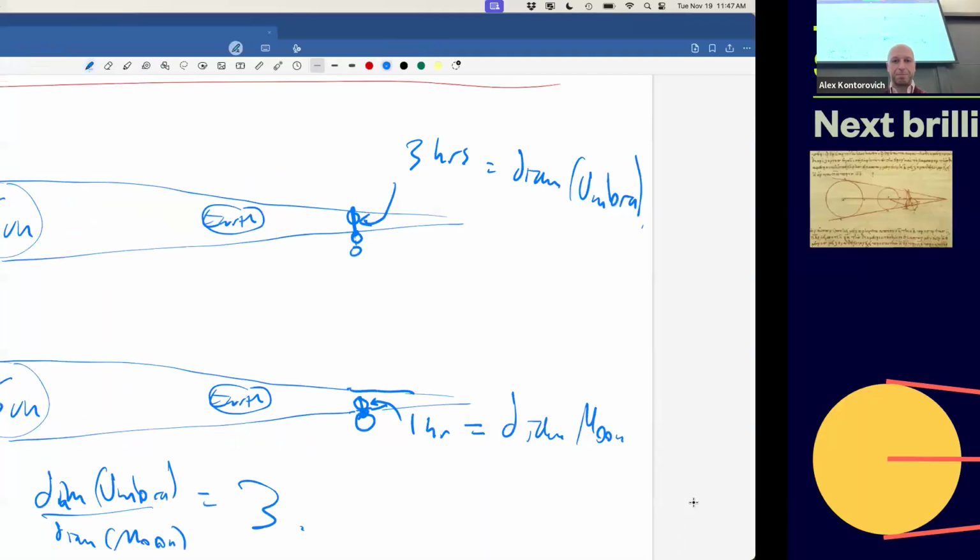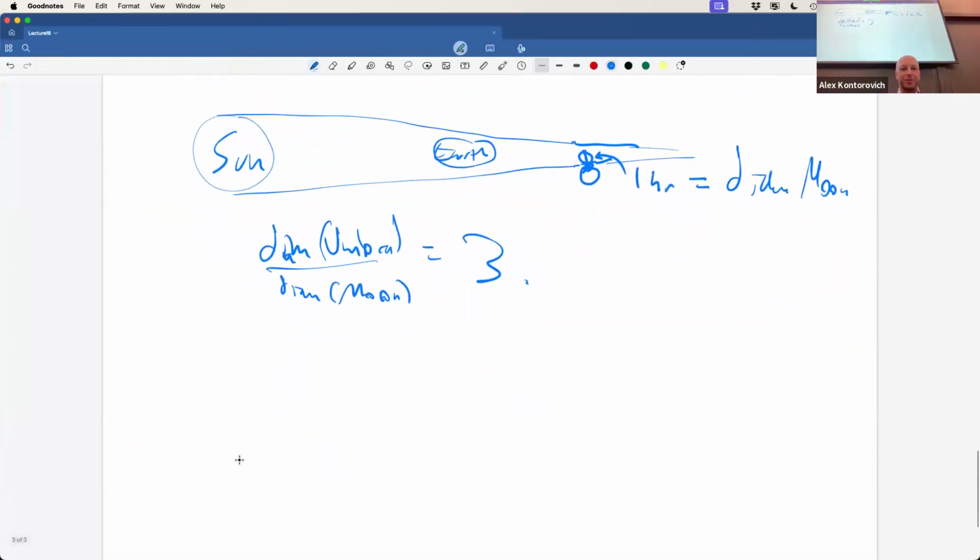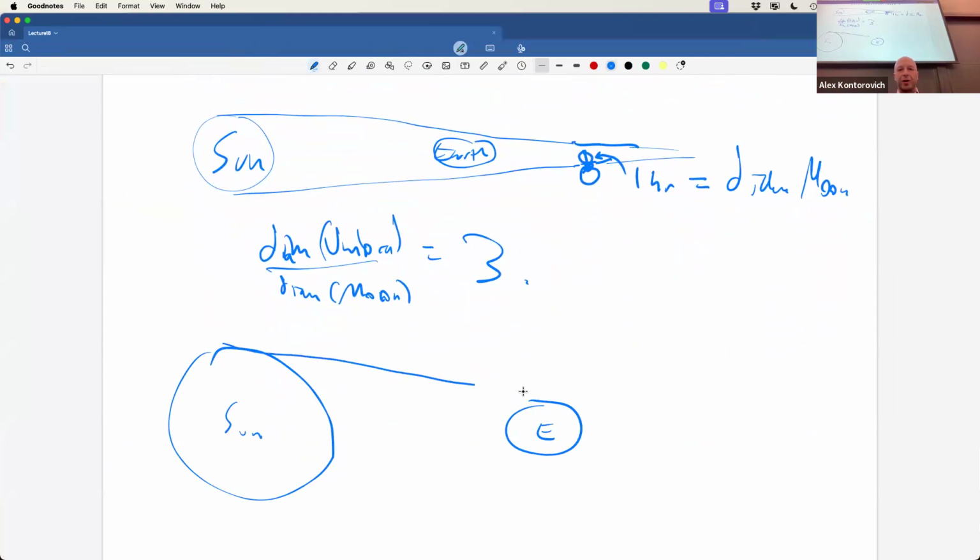Let me do it over here. So we're going to keep the same picture. I'll make the sun a little bit bigger. Here's the sun. Here's the earth. And I don't even need the moon anymore. But I do want the umbra. So over here is the umbra.